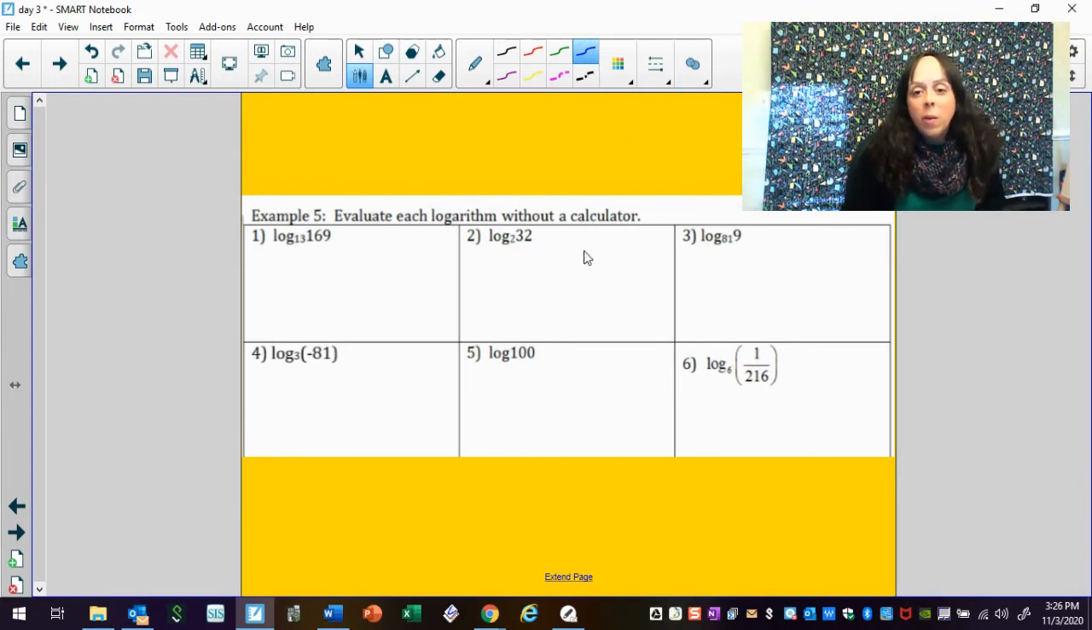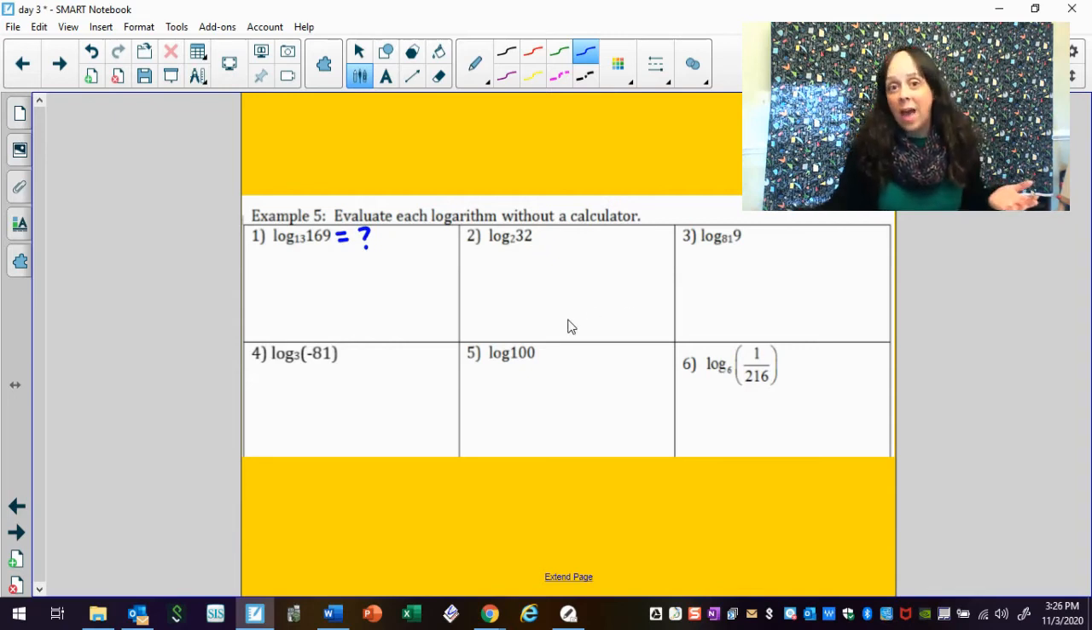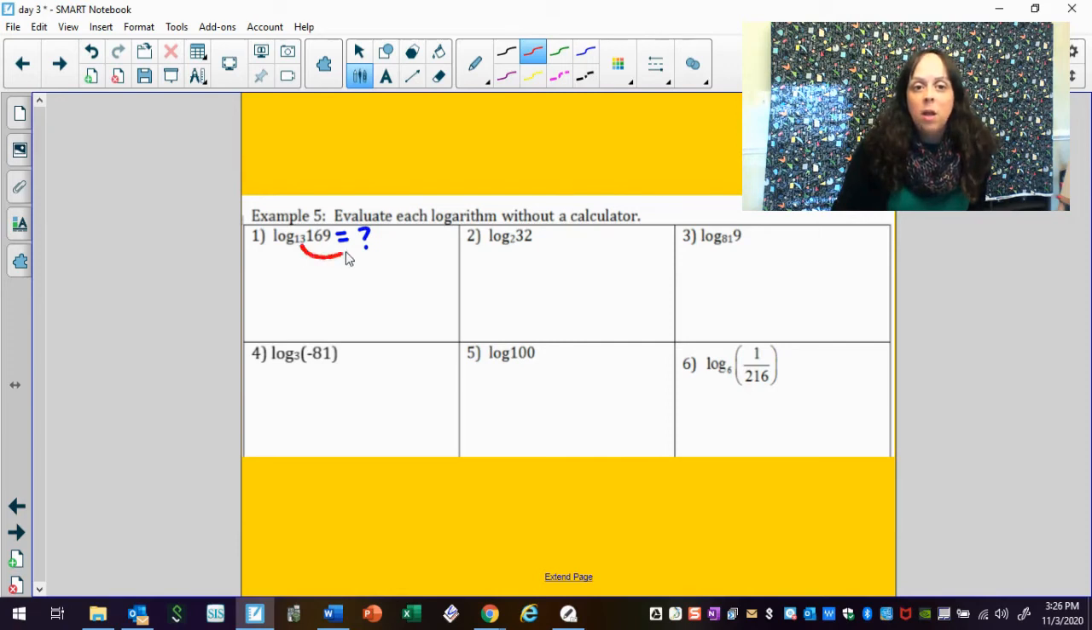All right. So I would say these next 6 are a little different from the previous 6 because there is no question mark. There is no equals. But it's the exact same idea. You just want to put the equals question mark or equals X. You want to put that in for yourself, okay? So this problem, log base 13 of 169, that means 13 to what power will give me 169?